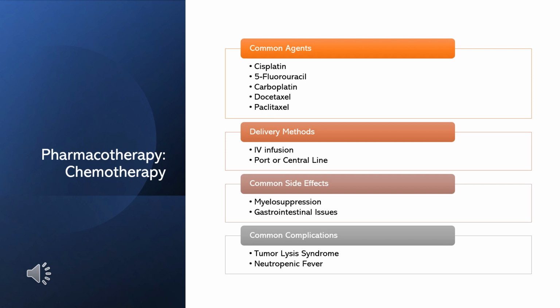This is going to require periodic CBCs. And gastrointestinal issues managed with antiemetics. And when we get into the module, you're going to really have a good understanding as to why it affects these particular things. But we're not getting into that here.